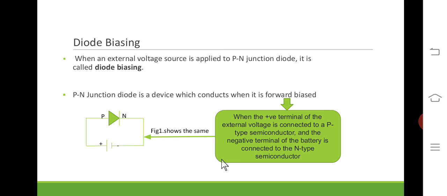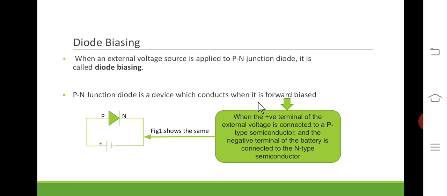Now move to the biasing. What do you mean by biasing? Biasing is nothing but, when an external voltage source is applied to the PN junction diode, it is called the diode biasing. Okay, in the diode biasing, we have two types: one is the forward bias, another one is the reverse bias.